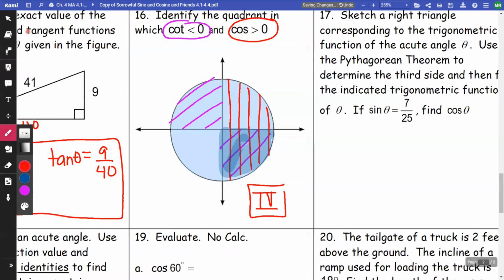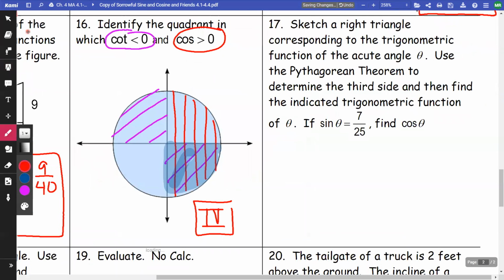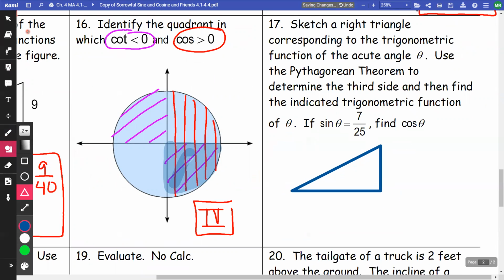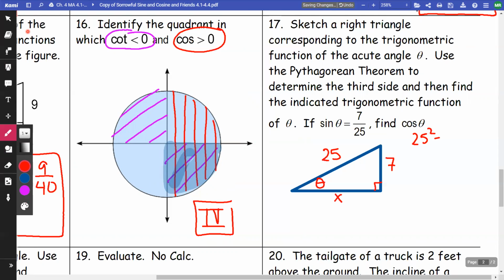For number 17, sketch a right triangle corresponding to the trigonometric value here. So for this, if I draw a triangle, it helps if I have a triangle shape. And let's say that this is my theta. My sine is opposite over hypotenuse. So if I want to find that missing side, there are a couple of ways I can do this problem. One way is to use trig. If I want to find this x, what I could do is basically go 25 squared minus 7 squared equals x squared.